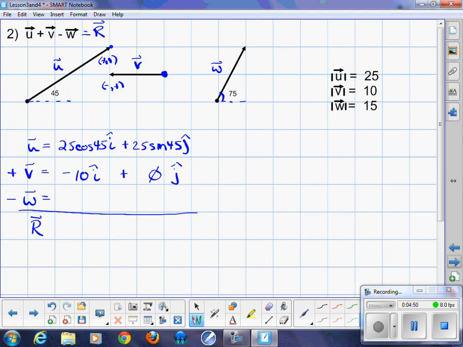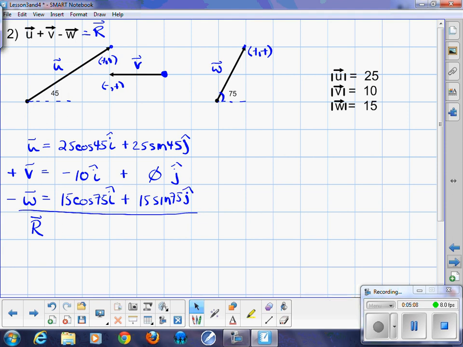For the w vector, I know the head is located in the positive x, positive y direction, so that means I would end up with 15 cos 75i plus 15 sine 75j.